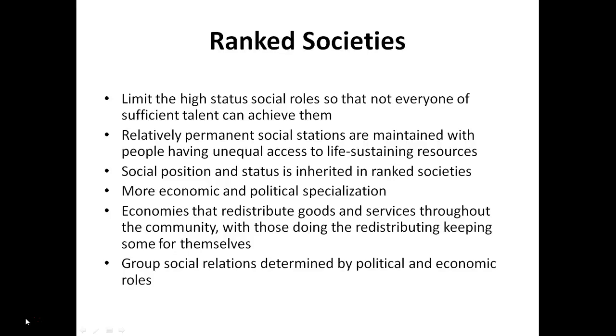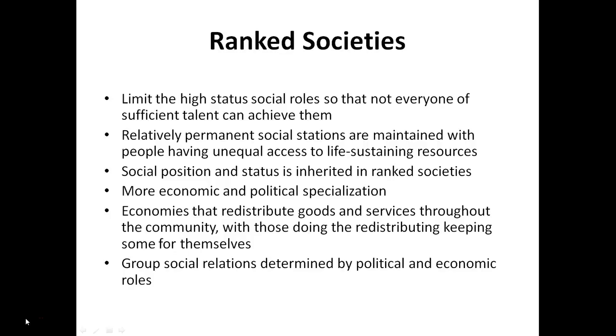There is more economic and political specialization, whereas in egalitarian societies, everyone's a hunter, gatherer, or farmer. As we get into ranked societies, we begin to see economic specialization, with people performing specific tasks and exchanging the goods and services that they produce with others. And this leads to more political specialization in order to manage these more complex economies.